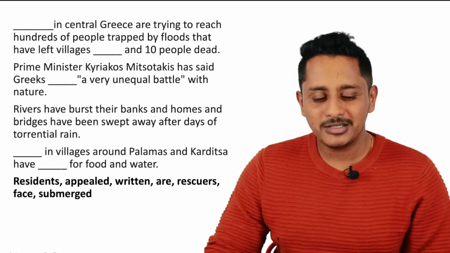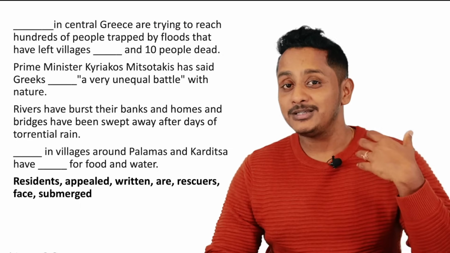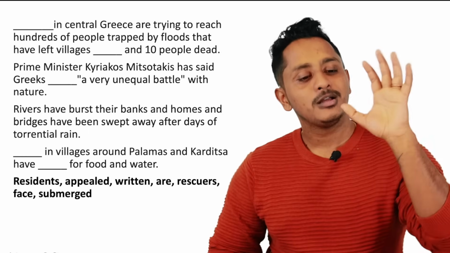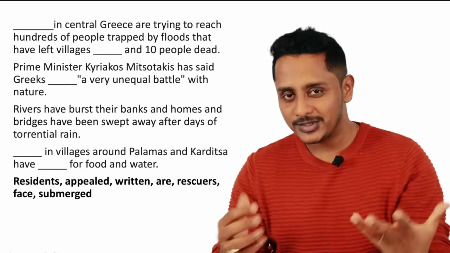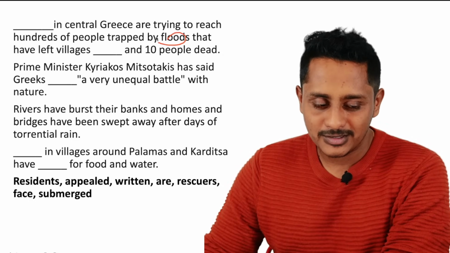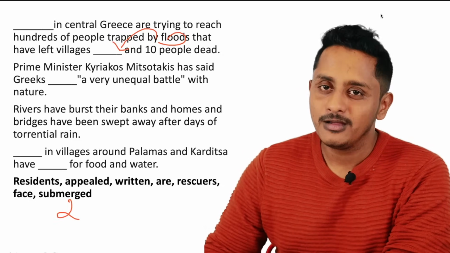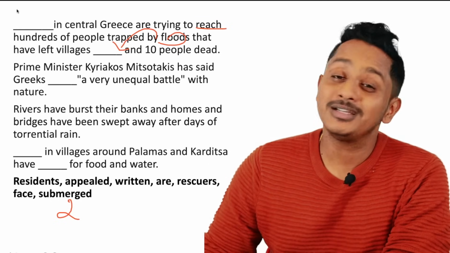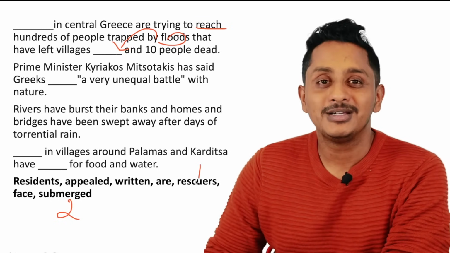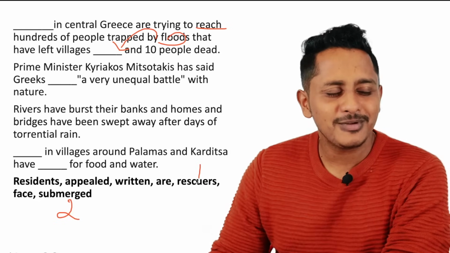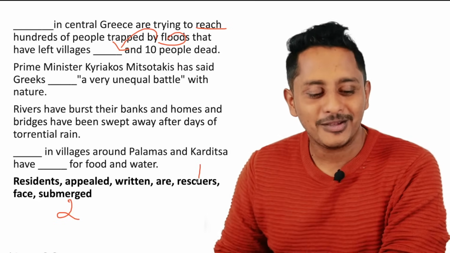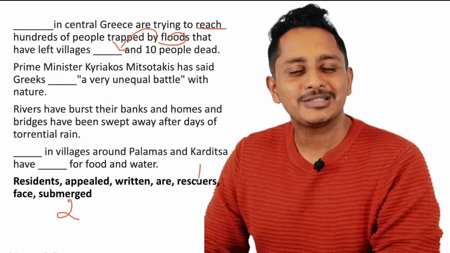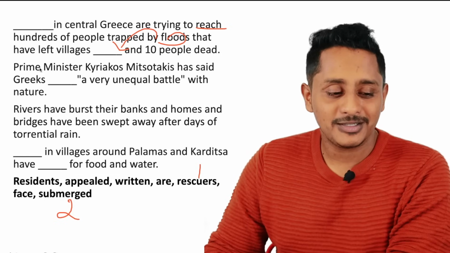It's actually simple if you go by this. I'm trying to solve it by grammar, but I'm also getting the context: flood I saw, submerged I wrote. Correct. Here, trying to reach hundreds of people, flood I saw, then residents I did not write, I wrote rescuers. So I'm mixing a few things. Whenever grammar is obvious, I'm blindly going with it. Wherever grammar is not obvious, I take my time finding the context and then go with it.